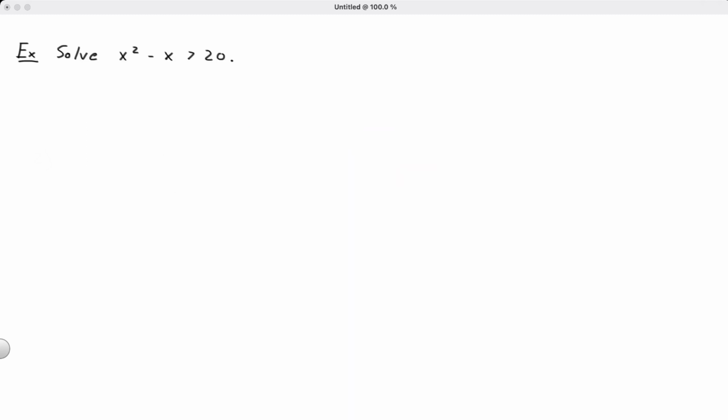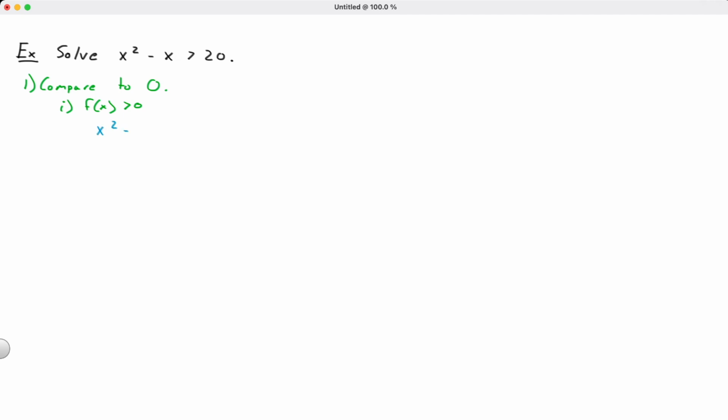So let's look first at x squared minus x is greater than 20. We know that the first thing we want to do here is compare to 0. So we need to write this in the form of f of x is greater than 0. In other words, we have to get this 20 that's off by itself on the right-hand side over to the left-hand side and leave just 0 here on the right. And that's not too bad, right?